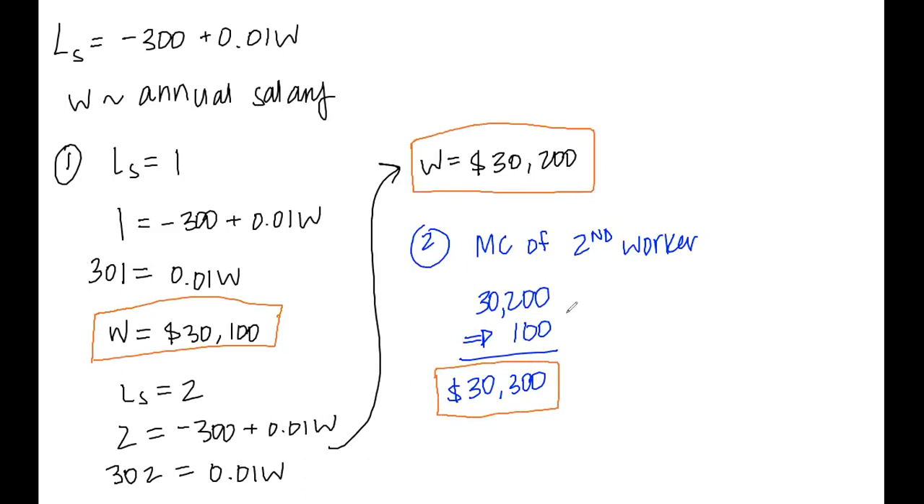Then it asked, is this greater than, less than, or equal to the wage paid to each of the two workers? This is obviously going to be greater than, since $30,300 is greater than $30,200. And that is all of number 2.